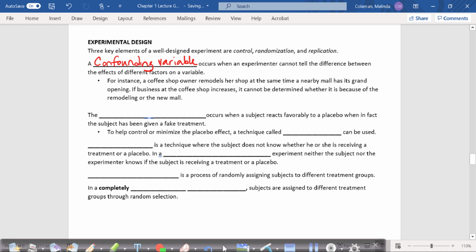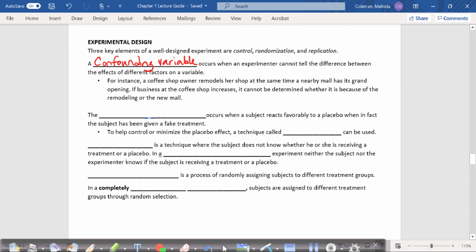For instance, a coffee shop owner remodels her shop at the same time a nearby mall has its grand opening. If business of the coffee shop increases, it cannot be determined whether it's because of the remodeling or because of the new mall. So that would be something that confounds the situation.